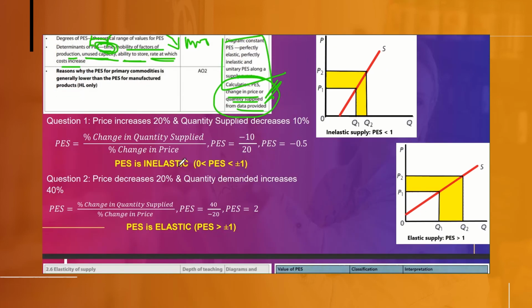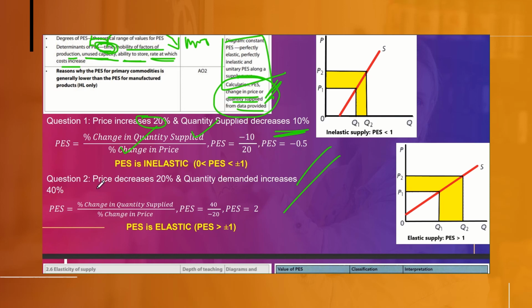So this is very simple. Same thing, if you understood PED, the same thing you need to apply. So percentage change in quantity supplied upon percentage change in price. So PES equal to minus 10% quantity supplied decreases, but meanwhile price increases by 20%. So PES equal to minus 0.5.